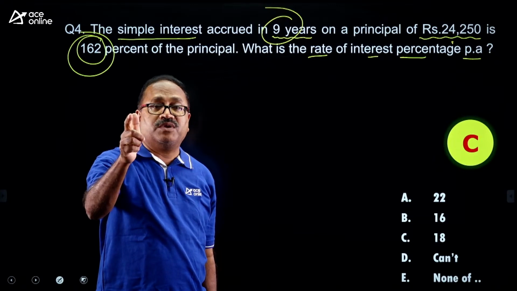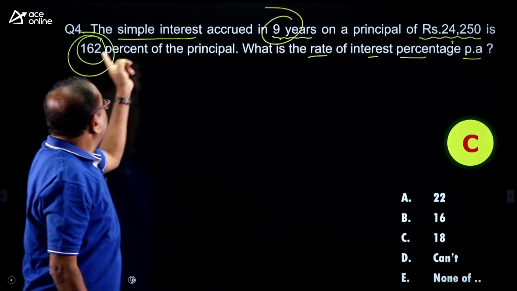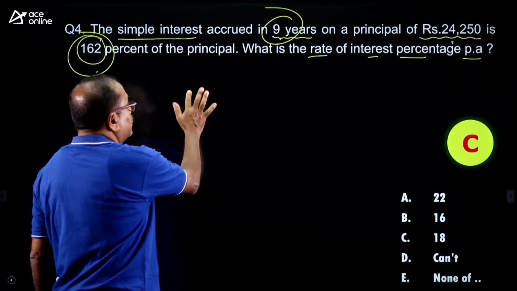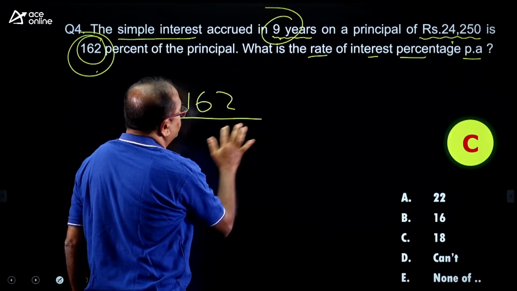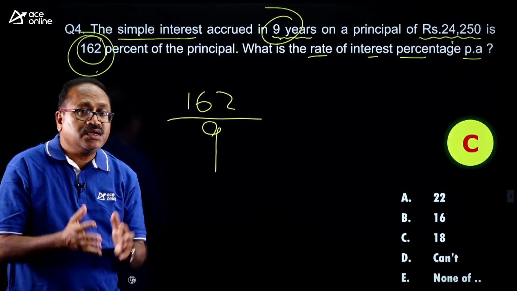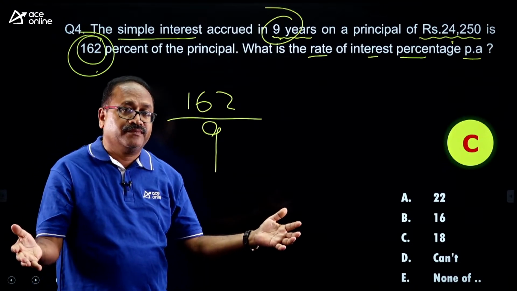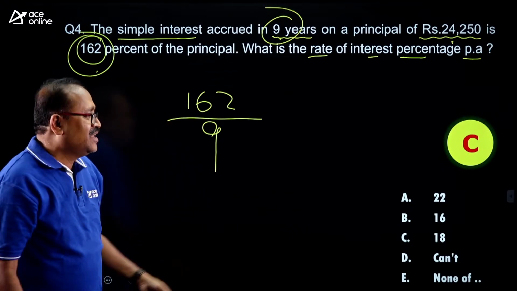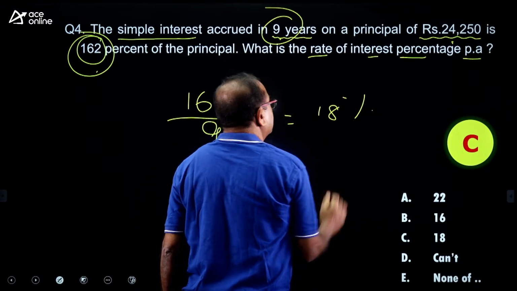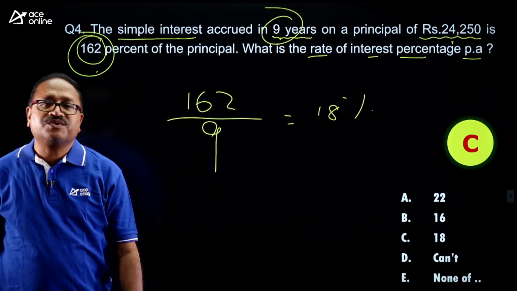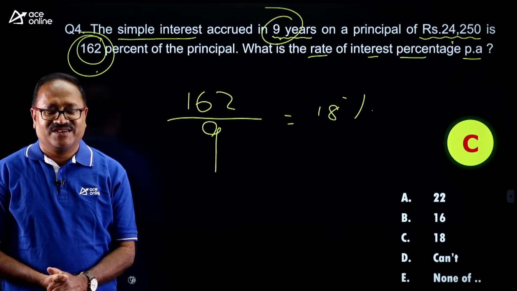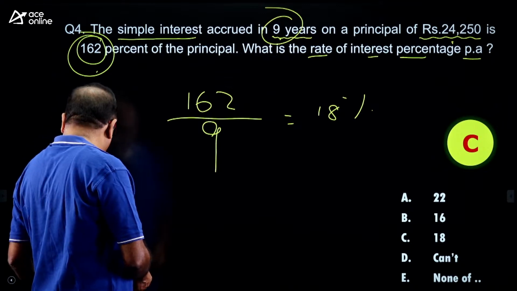Then what is the interest per annum? If for 9 years this much is the interest, then for 1 year how much? So 162 divided by 9. That's the rate of interest per annum. Right, my friends? So I know that this is nothing but 18%. That's your answer, option C. Okay, let's move on to the next question.